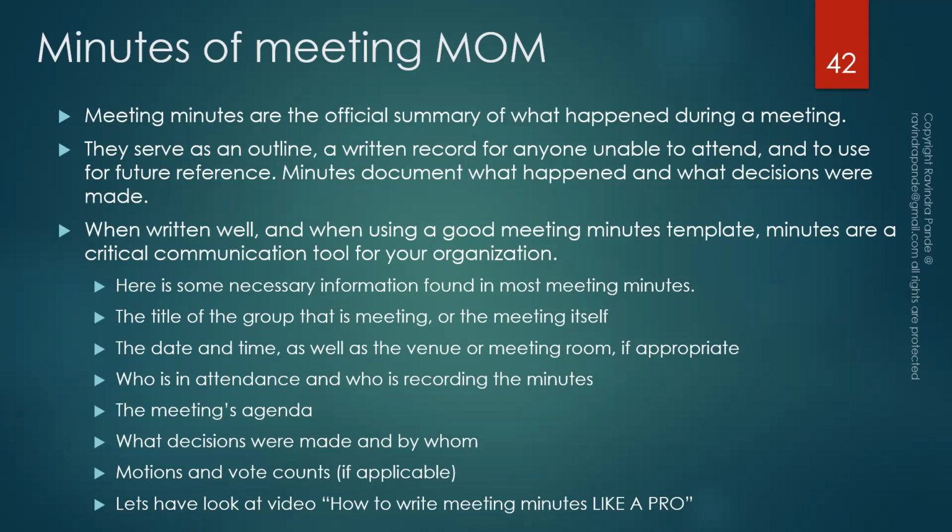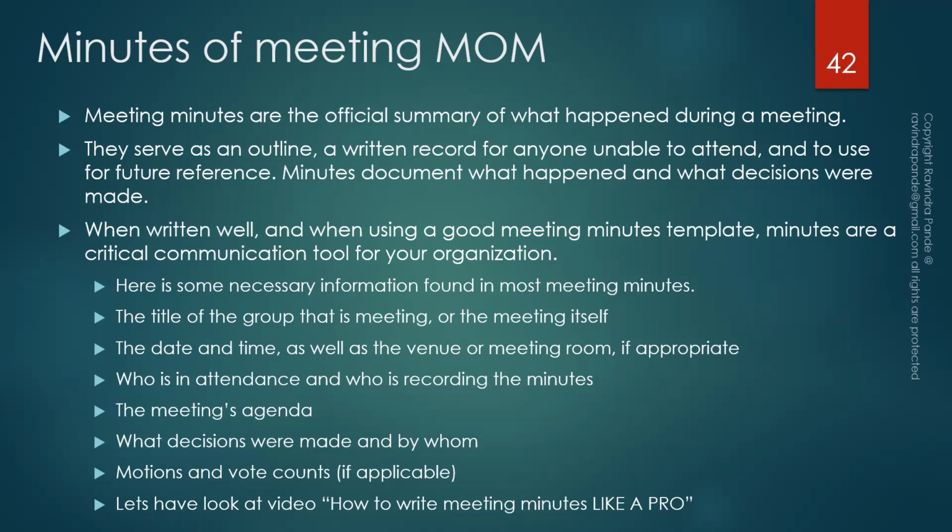Here is some necessary information found in most of the meetings. The title of the group that is meeting together. So it's like a meeting for discussion on enhancement of attendance management solution for a so and such date, for a client State Farm, number of attendees, name of the scribe, name of the business analyst, and so on and so forth. The date and time when the meeting has been held, as well as the venue of the meeting room, if it's online, be it Zoom, Google, whatever. Who is in attendance, who all attended that meeting personally, be it Zoom, Google.